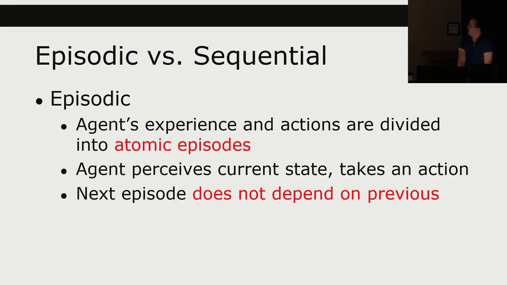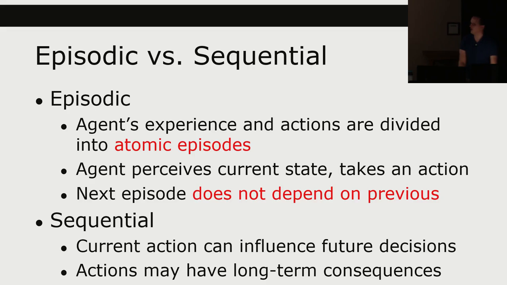Next, we have episodic versus sequential. In an episodic problem, an agent's experiences are divided into atomic episodes. The agent perceives the current state and takes an action, and the next episode doesn't depend at all on the previous action. Episodic problems are not super interesting. We're going to be dealing with more sequential problems, where we have the current action influencing future decisions. So actions may have long-term consequences.